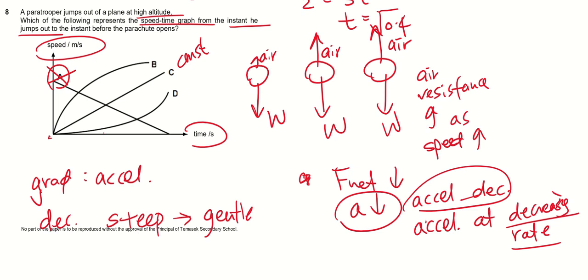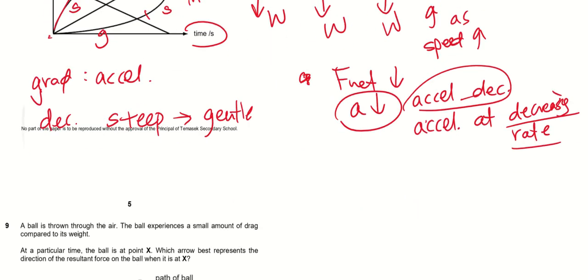For D, it is gentle to steep. So it is increasing gradient. For B, it is steep to gentle. So the answer will be B.